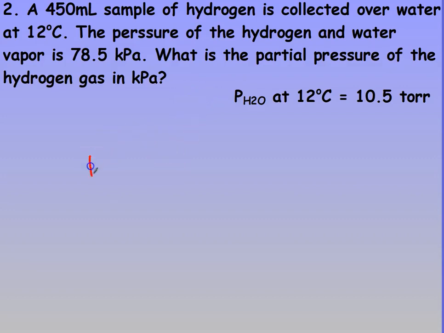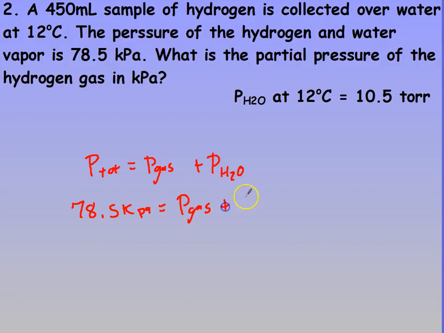Okay, on this one, you should have got P total is equal to the pressure of the gas plus the pressure of water. The total pressure in this one was 78.4, oh, sorry, 78.5 kPa. I want to know what's the pressure of the gas plus the pressure of water. You should have converted it, 10.5 torr over 760 torr at the bottom, and you should have got 101.3 kPa on the top.